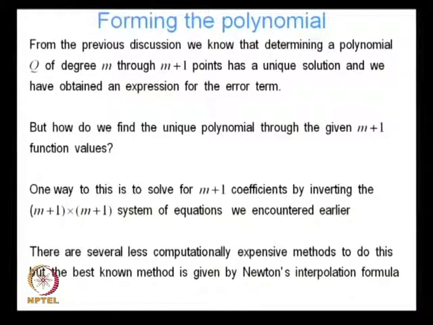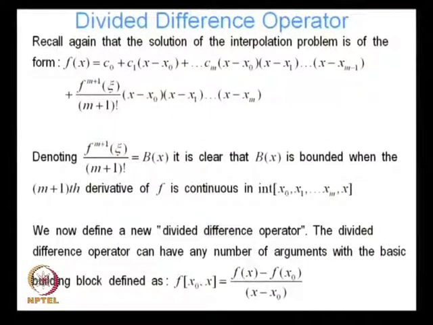But before we do that, we want to talk about something known as the divided difference operator, because the coefficients of Newton's interpolation formula are most easily calculated using the divided difference operator, right. So before doing that, let us recall that the solution of the interpolation problem is of the following form. This is my mth order polynomial, and that is my error term, which I showed last time in considerable detail, is of this form, right.